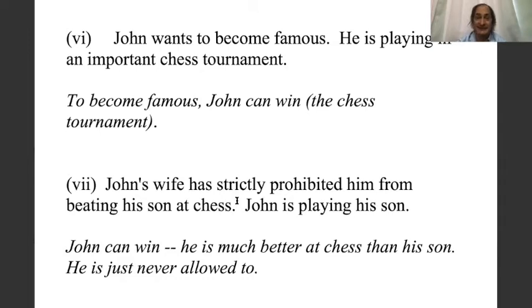John is playing his son, and I tell you, John can win. That is, he's much better at chess than his son. He's just never allowed to win. Here is a John can win, which is basically saying John has the ability, the capability of winning. This is what we could call an ability interpretation of can.